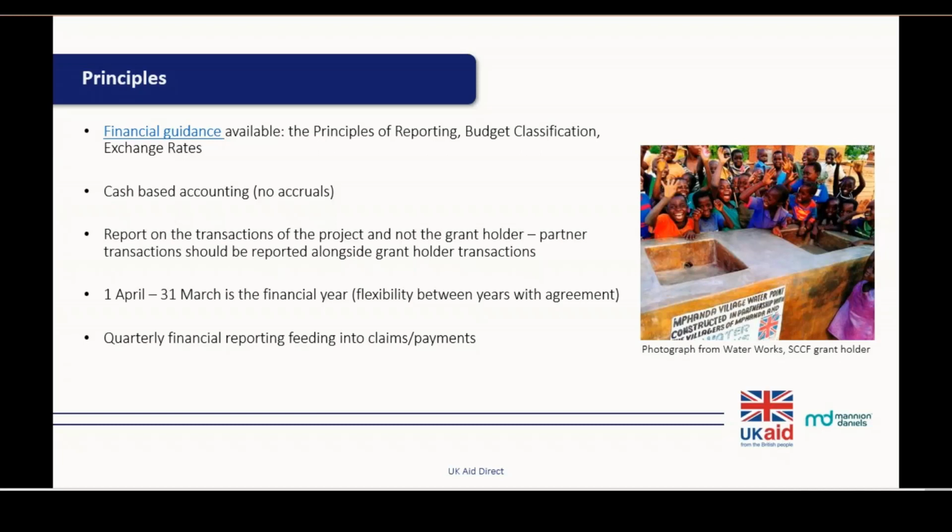We follow DFID's financial year, which is from the 1st of April to the 31st of March. In terms of flexibility in budgets for SCCF, there is some flexibility between years. You will obviously have a total project budget, but you will be able to flex money between the years in agreement with our fiduciary risk team and your performance and risk manager. Everyone will follow a quarterly financial reporting process. Broadly, you'll tell us what you spent in one quarter. We'll review the report you've sent in, and then we'll make payments for the following quarter.